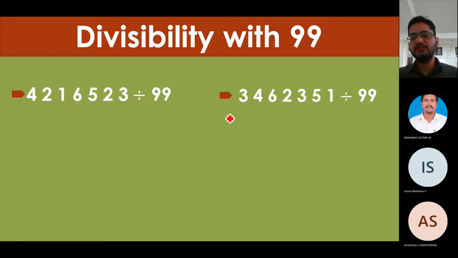Now one more question. Now we will divide this number by 99. Again we will make pairs. And this pair is 3, so I will write this pair as it is. 3 plus 46, that is 49. 49 plus 23, it is 72. 72 plus 51, that is 123.